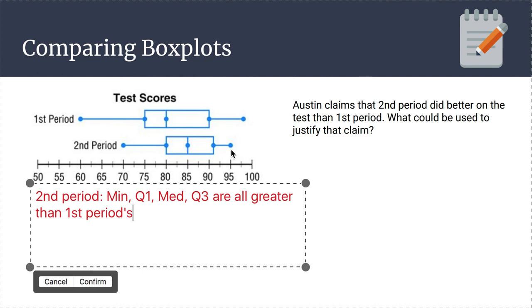Interesting. The only one that's not greater is the maximum there. The maximum of first period was greater than the maximum of second period. Okay, so that's an interesting observation here. And in fact, if we want to go a little above that, if we take a look at second period, remember each of the sections of the box represents 25% of the data.